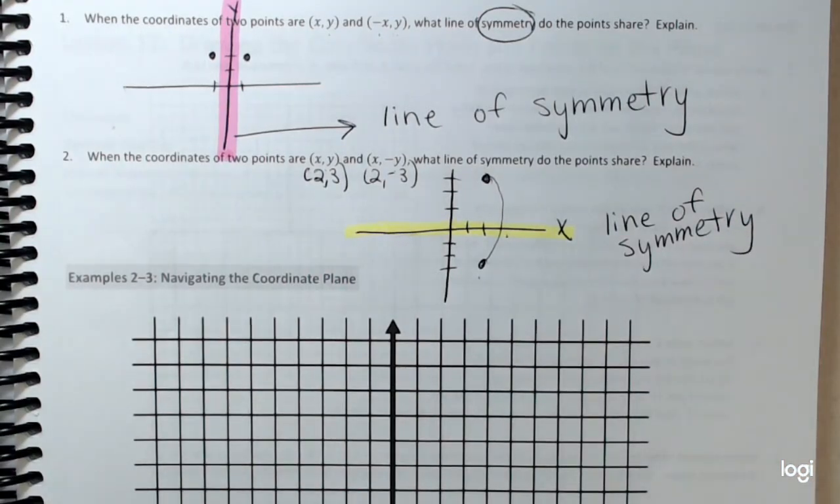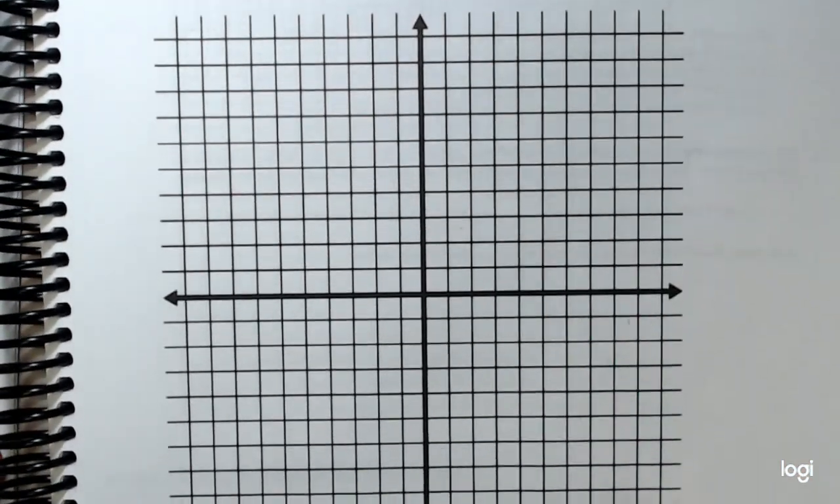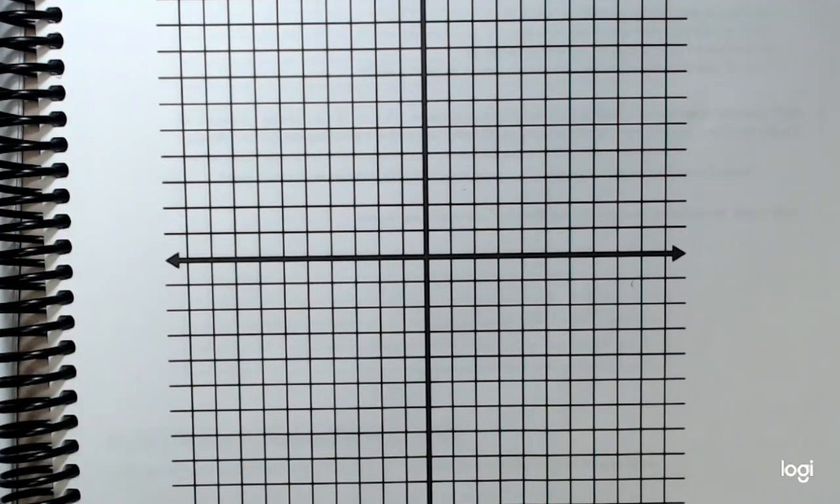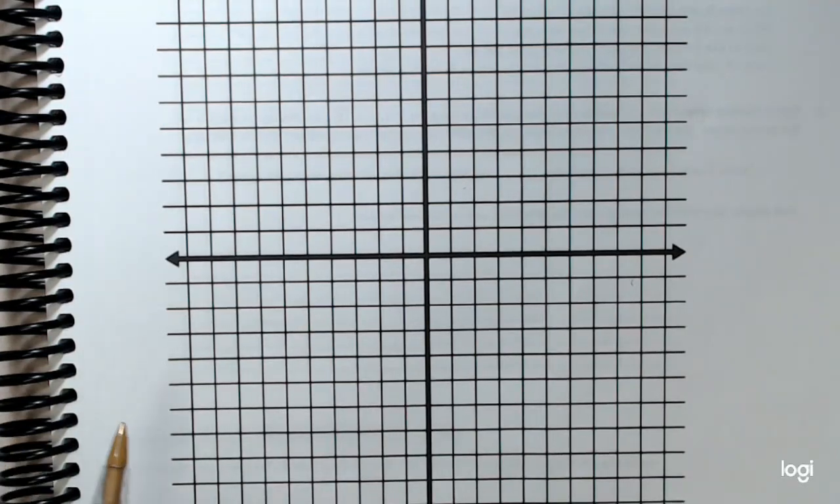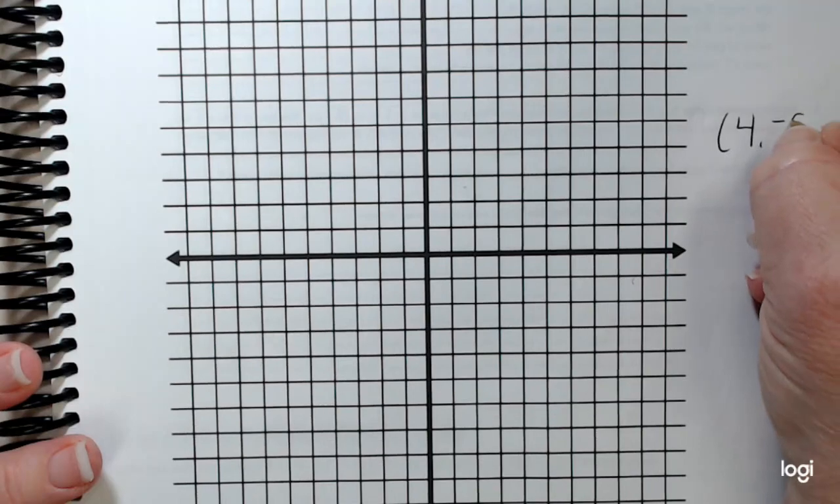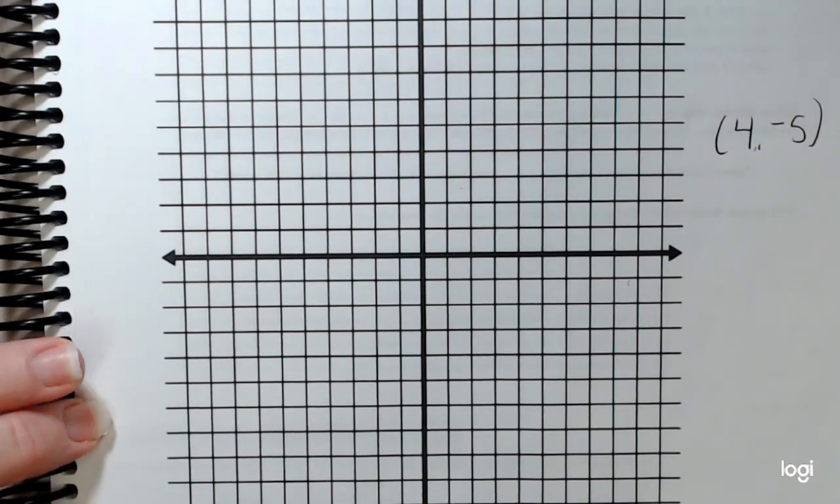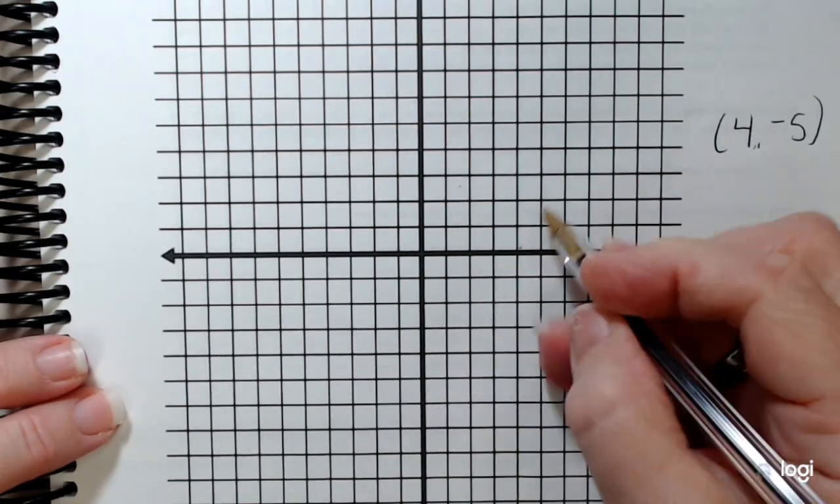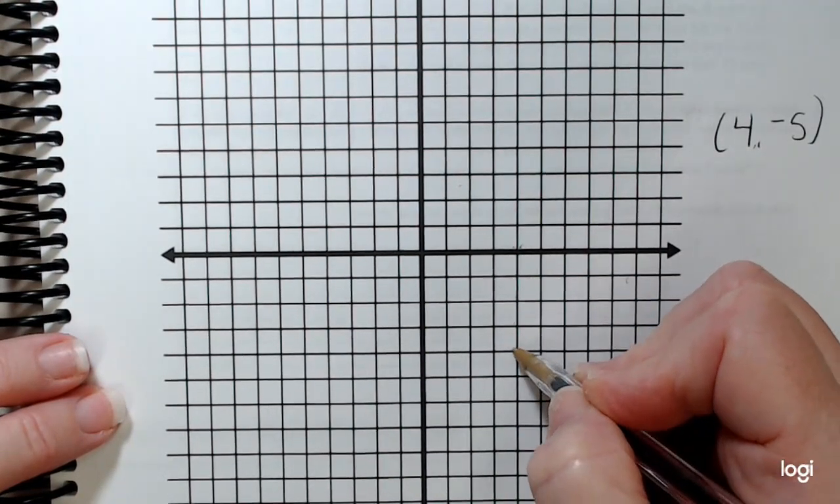Okay, the last thing I'd like for you to do before we finish our lesson is you have a gigantic coordinate plane here. I want you to go ahead and plot the point at (4, -5). Okay, so we're all going to go on our grid. We're going to go over 4, 1, 2, 3, 4, down 1, 2, 3, 4, 5.